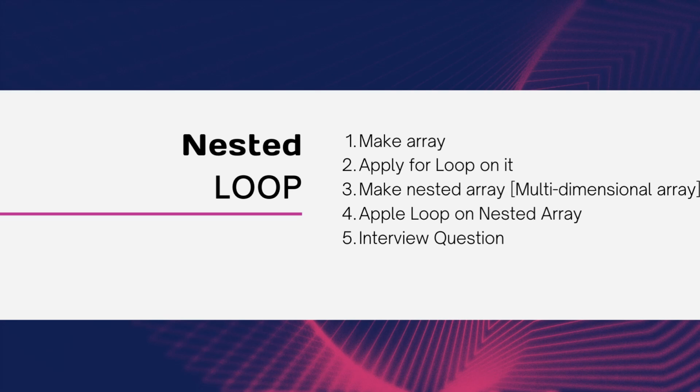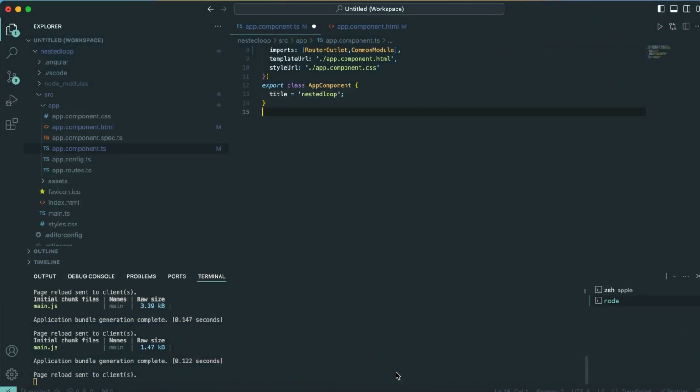First we will make an array, and after that we will apply a loop on it. At the third point we will make a nested array, which some people also call a multi-dimensional array. At the end we will apply a loop on the nested arrays, and we'll see how we can achieve this. So let's jump into the practical example.